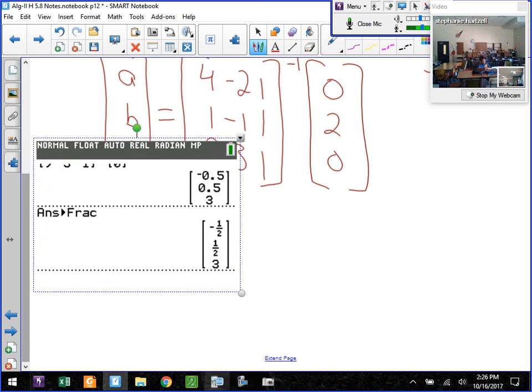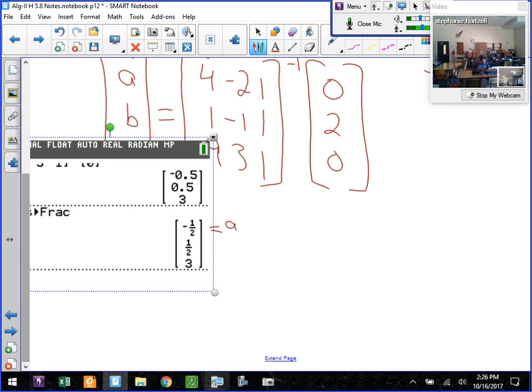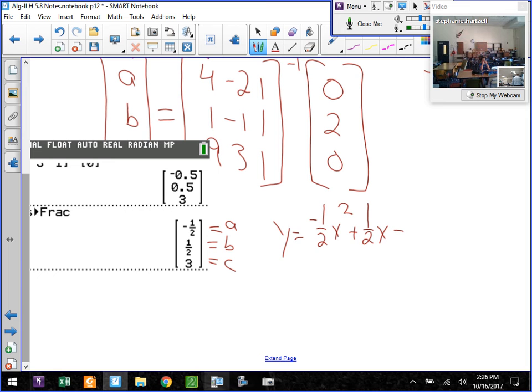So this is now my A, B, and C, which means my final equation would be y equals negative 1/2 x squared plus 1/2 x plus 3. And that's the equation in standard form that has those 3 points.